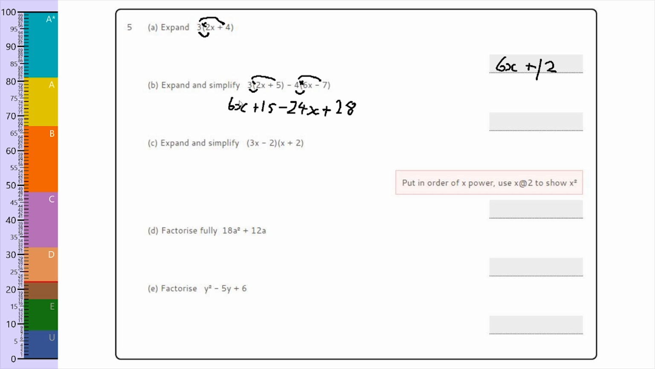Now, going across here, this 6x minus 24x, well, a different way of doing it is minus 24 plus 6. Okay, and that's going to give us minus 18x. And then 15 plus 28. So 15 plus 28 is going to be, well, 8 plus 5 is 13, 23, 33, 43, so plus 43.